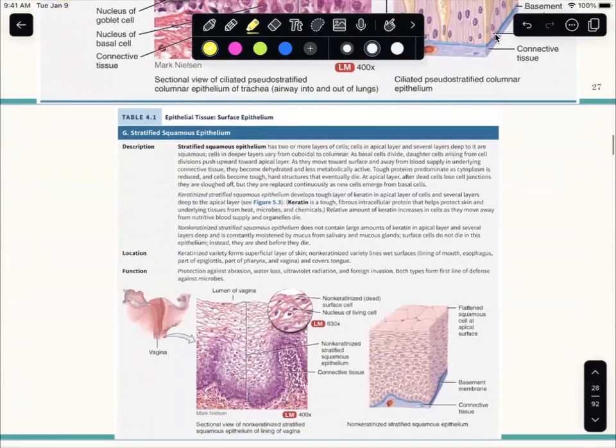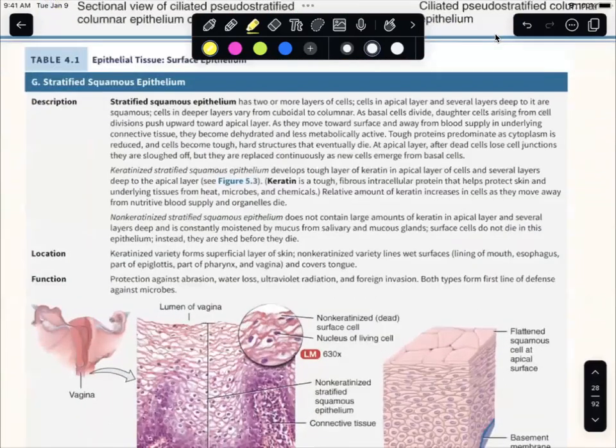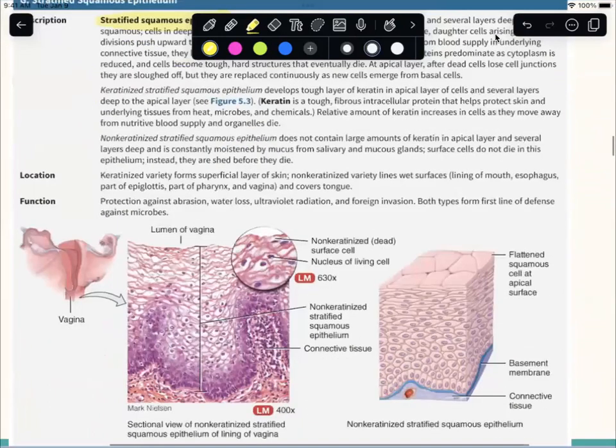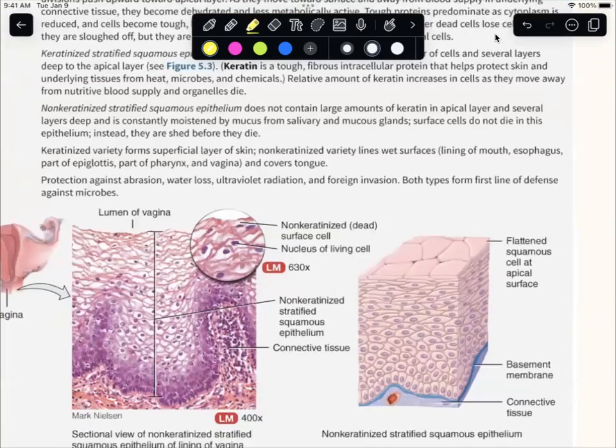Okay, let's go to stratified. Those are all the different kinds of simple. Now we're going into stratified. So stratified squamous epithelium. Stratified means it has 2 or more layers of cells. It could be several layers deep. And let's look. We've got a drawing and we've got a slide here. Let's look at the drawing first.